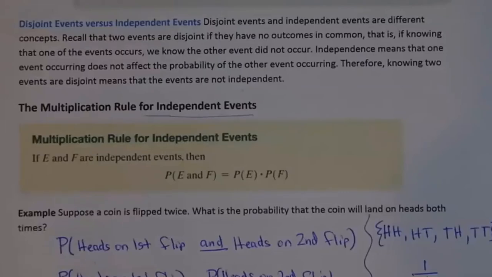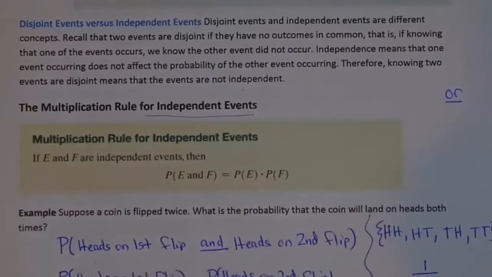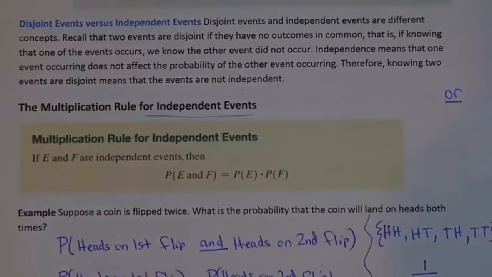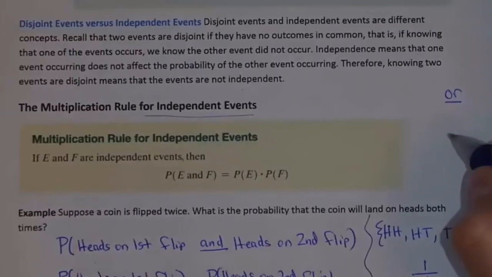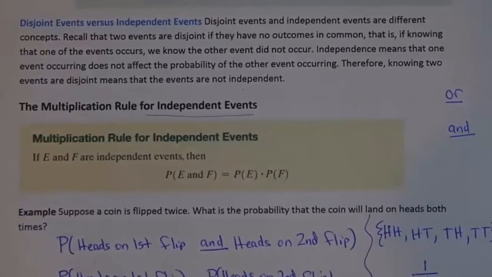We're worried about generally whether or not 2 events are disjoint when we have an or question. What's the probability of E or F? Then we worry about whether they're disjoint. Can they happen at the same time? When we worry about independence, it's usually going to be an and question. What's the probability of E and F? Are those 2 things independent or not?